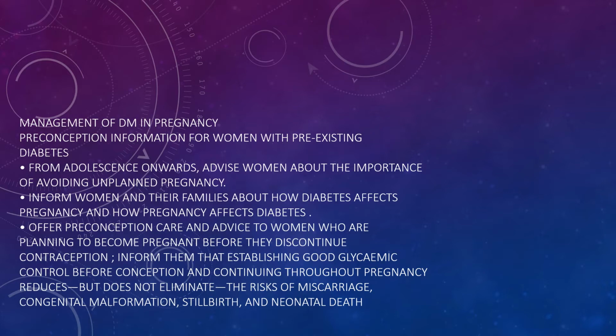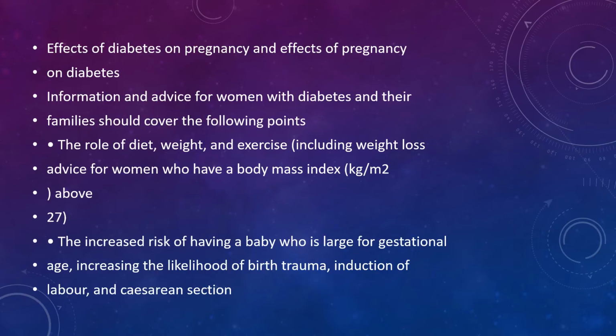Inform them that establishing good glycemic control before conception and continuing it throughout the pregnancy reduces, but does not eliminate, the risks of diabetes in pregnancy. These are such as risk of miscarriage, congenital abnormalities, stillbirth, and neonatal death. We should always counsel the women that control of diabetes during pregnancy does not eliminate the complications, but it reduces them, including the effect of diabetes in pregnancy and the effect of pregnancy on diabetes.